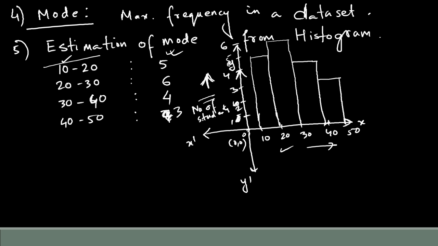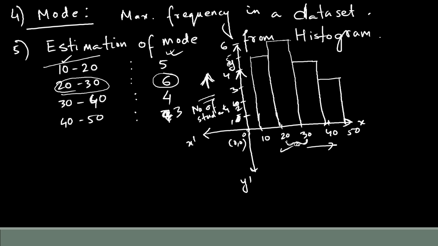So what is the mode? So you see, for sure the mode is between 20 to 30, that we can understand because the frequency between 20 to 30 is 6. So most number of people are in this range, between this width 20 to 30.